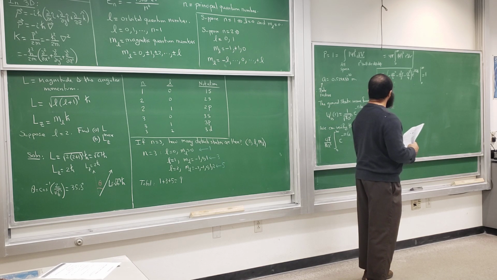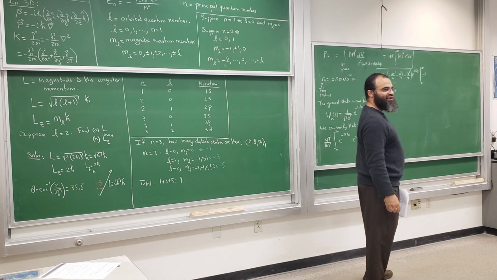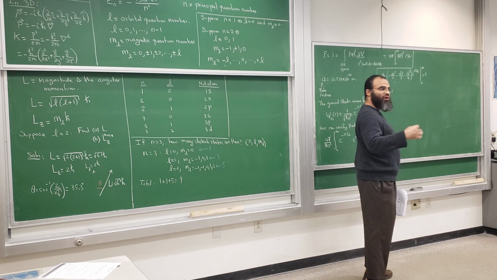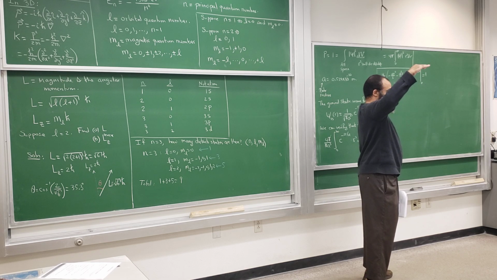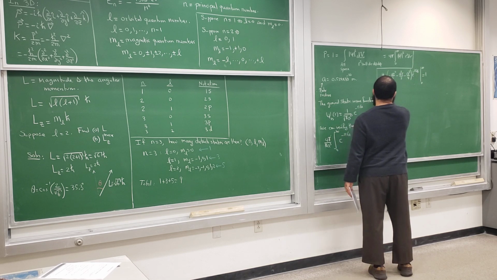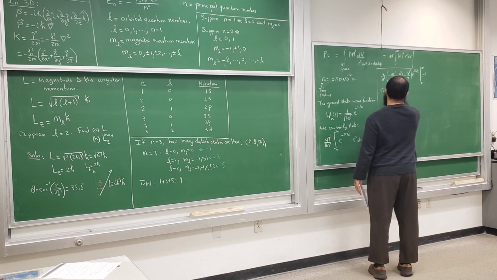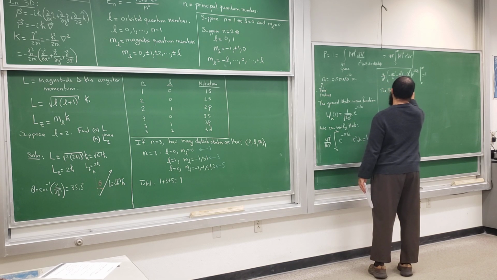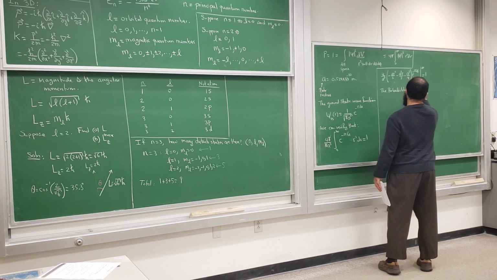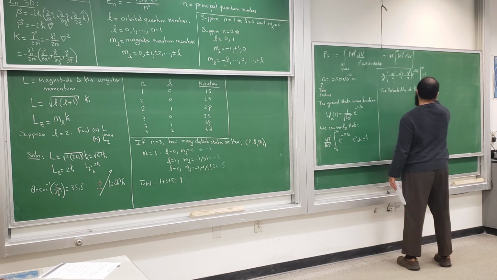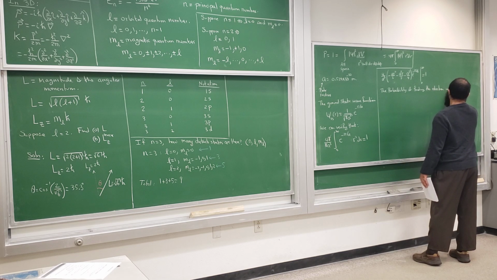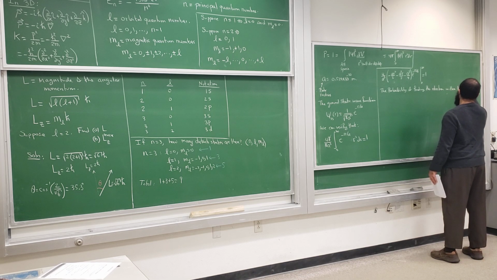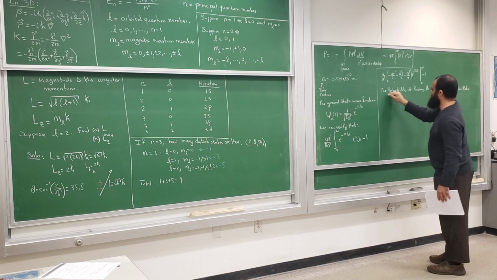And then they ask, what's the probability that you will find the electron within the Bohr radius? Meaning the electron between 0 and a. So what's the probability within the Bohr radius?